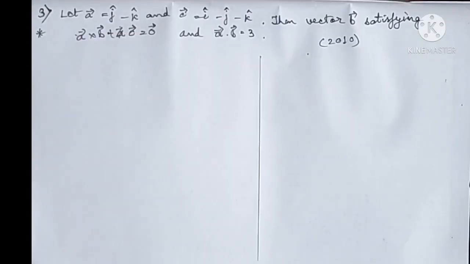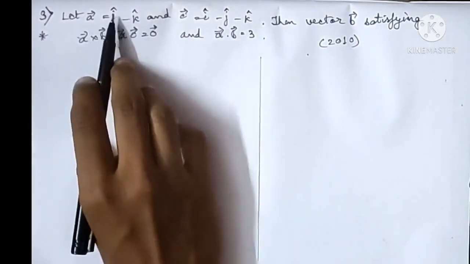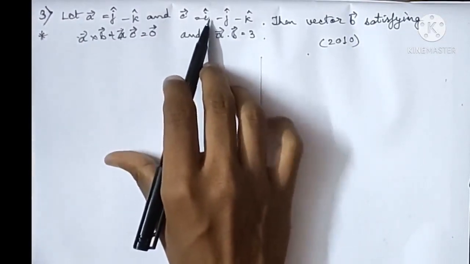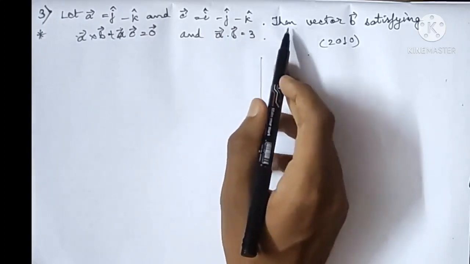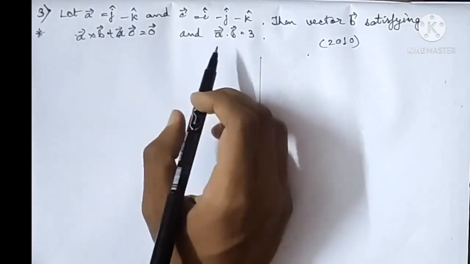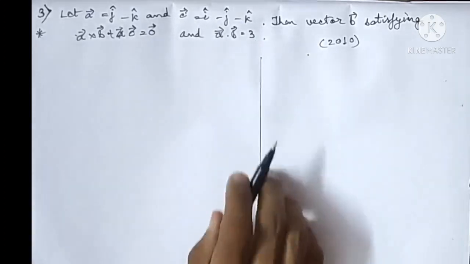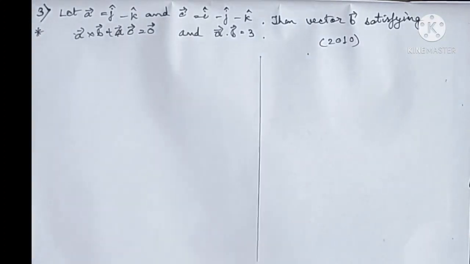So this is the third question for today, and let's see what the question is. Let A is equal to j cap minus k cap, and C is equal to i cap minus j cap minus k cap. Then vector B satisfying A cross B plus C is equal to 0 and A dot B is equal to 3. You may just try it once by pausing the video. I think I have tried it once, and now we are going to solve it.